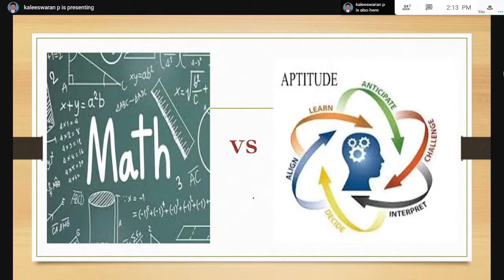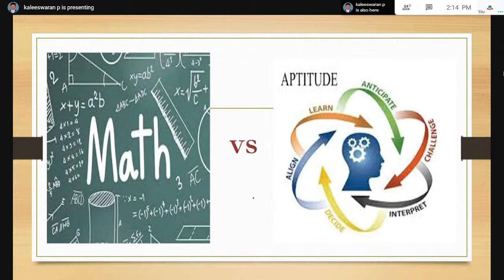Now you get this question. What is the difference between maths and aptitude? Aptitude is derived from maths. But how does it differ from maths?